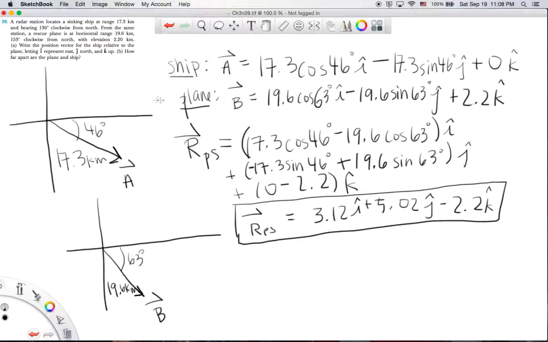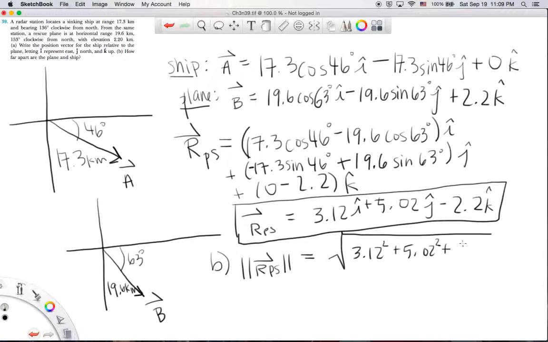Moving on to part B, how far apart are the plane and the ship? So this is simply the magnitude of this vector, and that is just the Pythagorean theorem. But since there's 3 components, we just square all 3 components and then take the square root of that sum. So we'll have 3.12 squared plus 5.02 squared plus negative 2.2 squared, and then we'll get that the ship and the plane are 6.31 kilometers apart, and that is parts A and B of question 39.